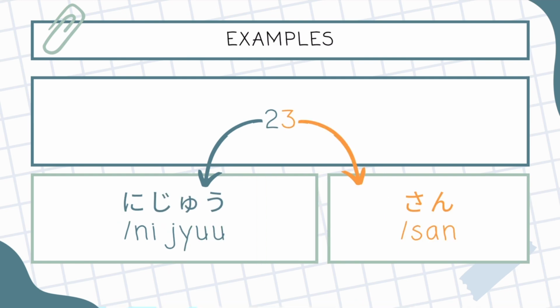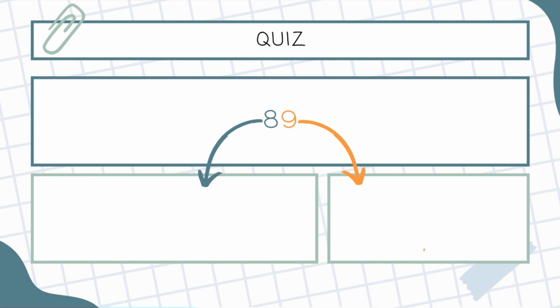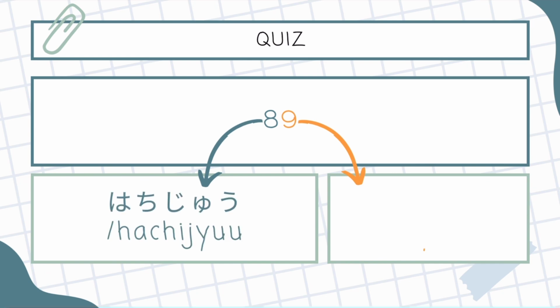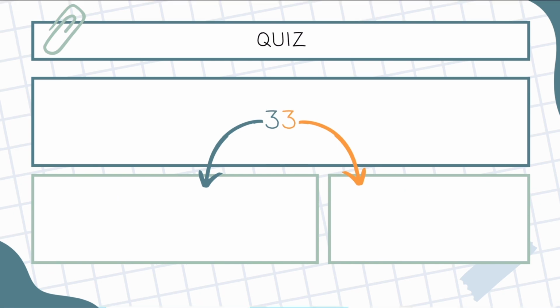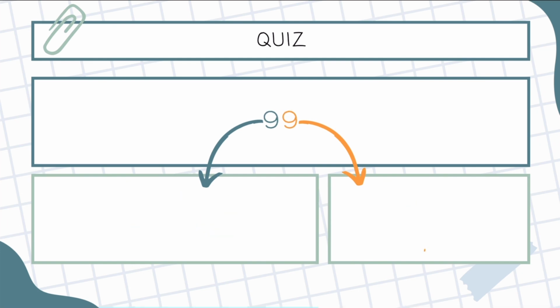We're putting the tens in one and the single digit in the other. So 23 is niju-san. 47 is yonju-nana. 40, 7. Okay, what is 89? 80, 9, hachiju-kyu. 33, 30, 3, sanju-san, and 99.